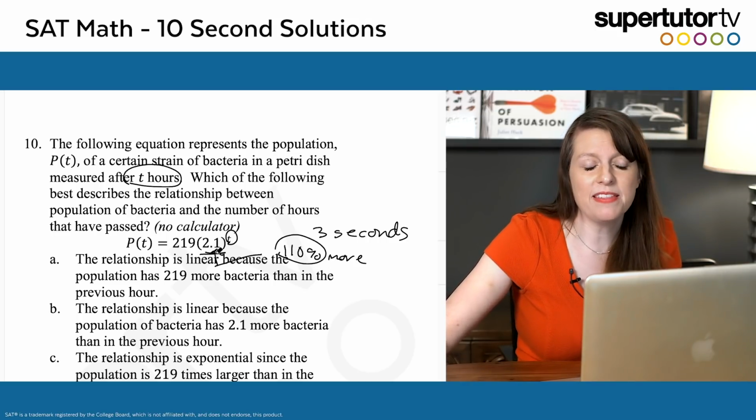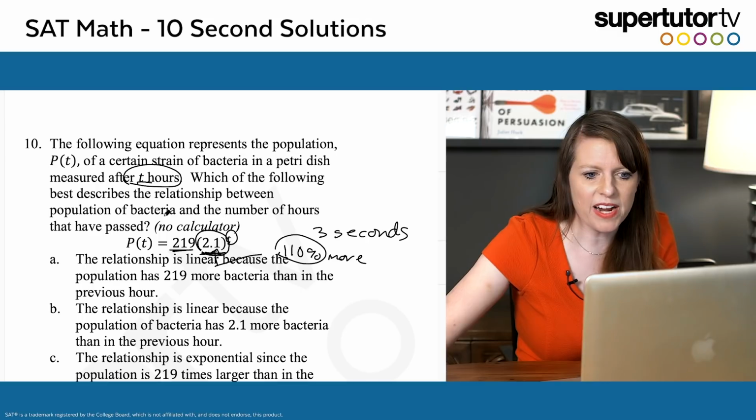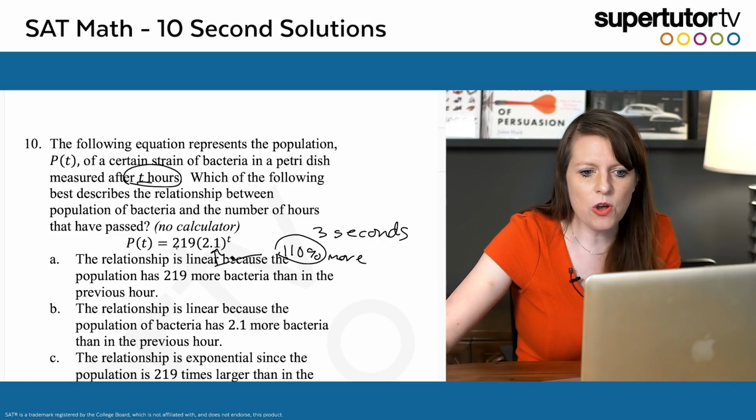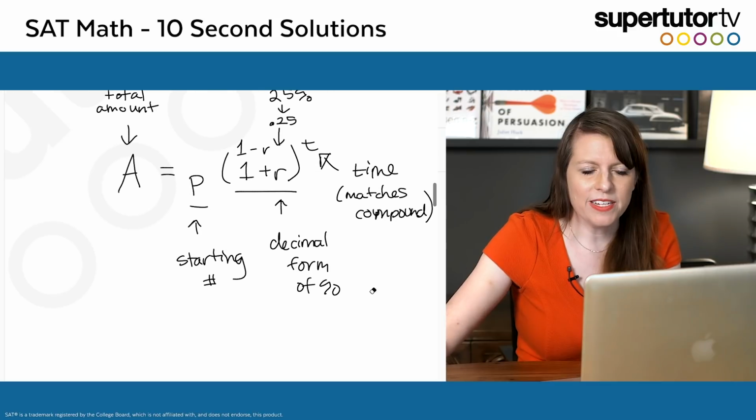Now I also can make this times. This also means I multiply this number times 2.1 after every hour. After 1 hour, I multiply it once by 2.1. After 2 hours, I'm going to multiply this twice by 2.1, et cetera, et cetera. Because I know this formula, I know exactly what's going on.